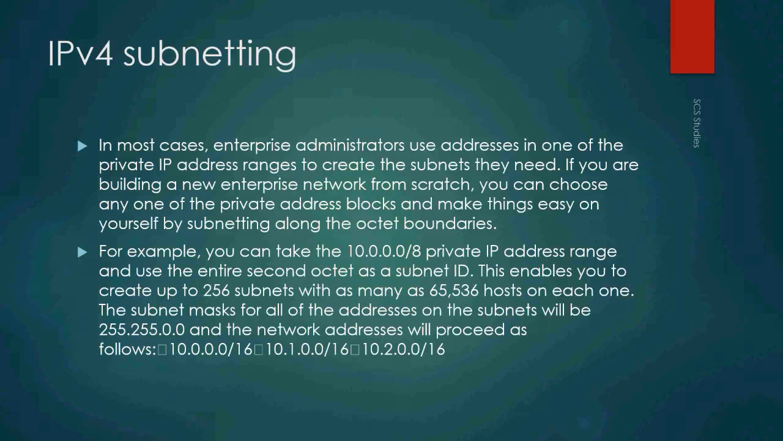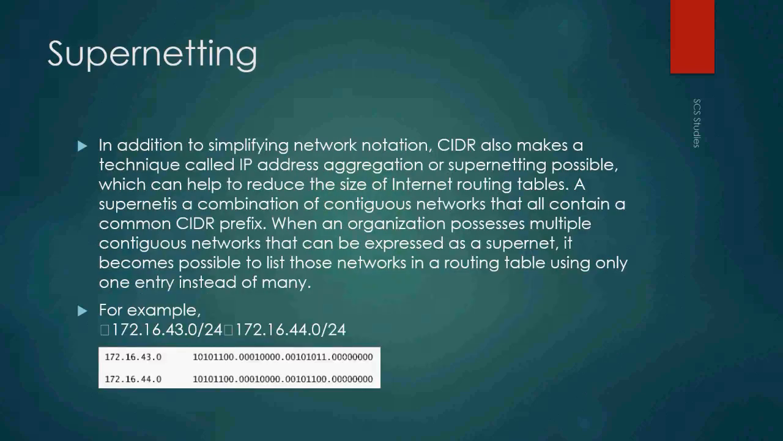The subnet mask of all of the subnets will be 255.255.0.0, and they will proceed as follows: 10.0.0.0/16, 10.1.0.0/16, 10.2.0.0/16. This is the benefit we can get using IPv4 subnetting.